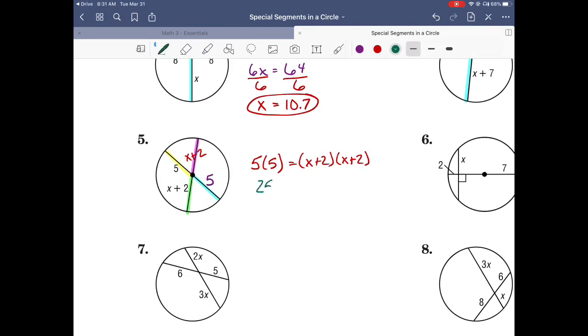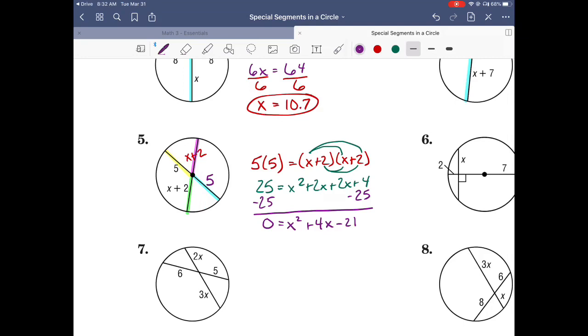5 times 5 is 25. We're going to distribute: x squared, 2x, 2x, and 4. Okay, I'm going to set it equal to 0, so I'm going to subtract 25 and combine my like terms at the same time. 0 equals x squared plus 4x minus 21, and we're going to factor. Negative 21 up top, positive 4 on the bottom. Two numbers that multiply to give me negative 21 but add to give me positive 4. All right, positive 7 and negative 3.